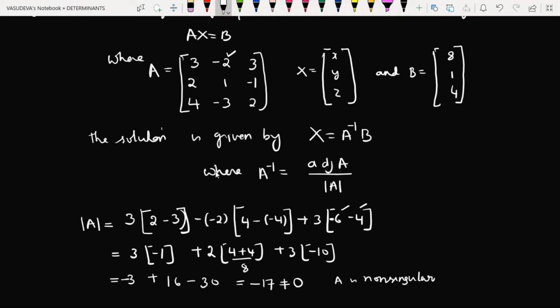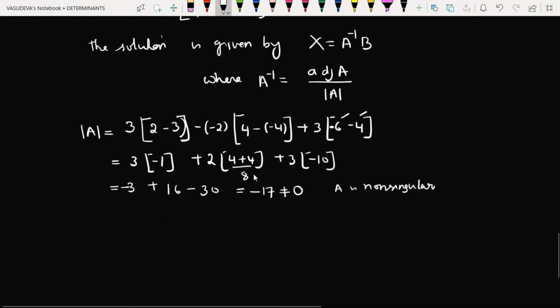So after taking this determinant of A, it is non-singular, therefore we conclude that A inverse exists. This is what we have to find out in the beginning.